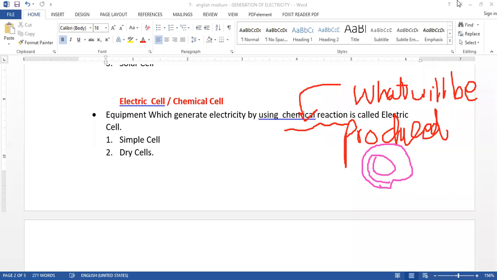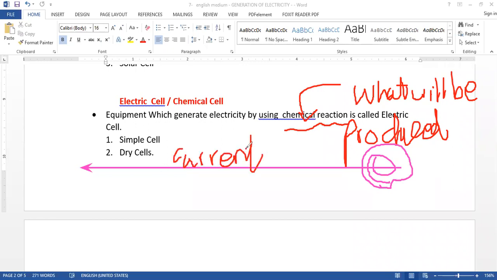Current. But before that, what is produced? Electron. When electrons move, we call it current. So in an electric cell or chemical cell, a chemical reaction occurs. Because of that chemical reaction, the cell produces electrons. Because of the movement of those electrons, current is produced.